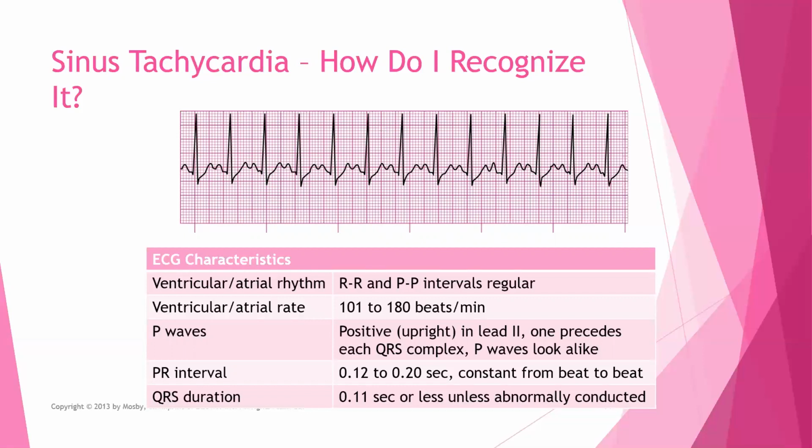And so we would count. If we start at 100, 110, 120, it's not quite 130 because I see the first beat was just a little bit off the line. So it's about 125. So it's definitely a tachycardic rate. Let's look at our P waves. They're all positive. That means it's an upward deflection. They all look the same, and there is a P wave in front of each QRS. And when we look at our PR interval, it should be between 0.12 and 0.20, and it is.